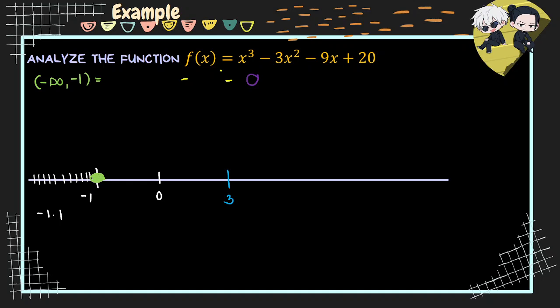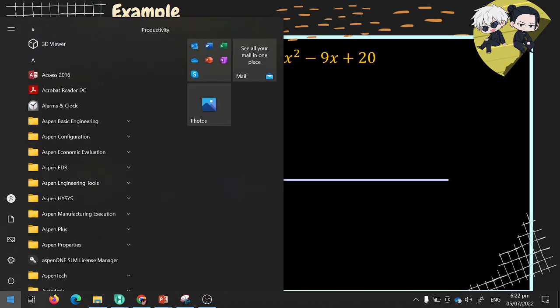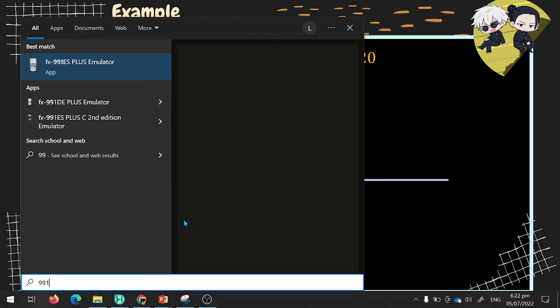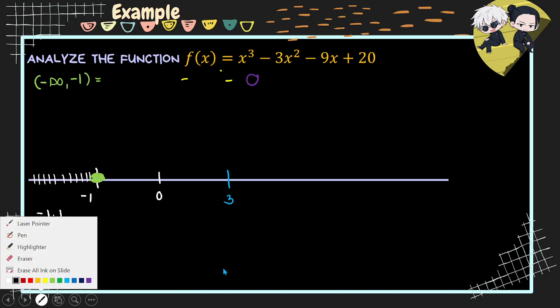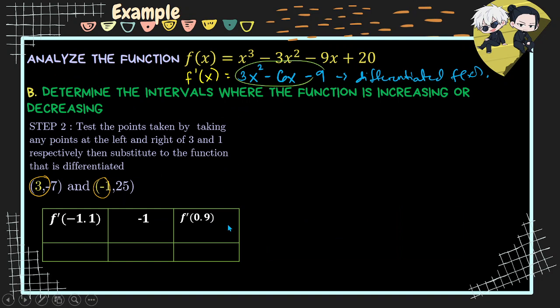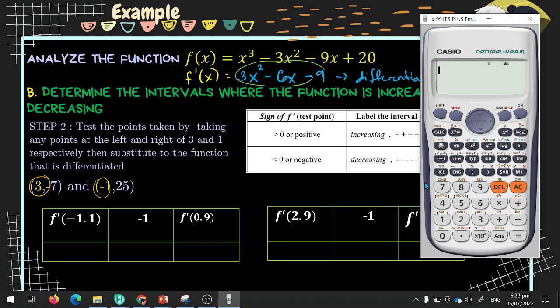So, here's a shortcut in the calculator so you don't have to substitute manually, okay? Get your calculator. Put 911. 991. Okay, after getting your calculator, you just input the original function.